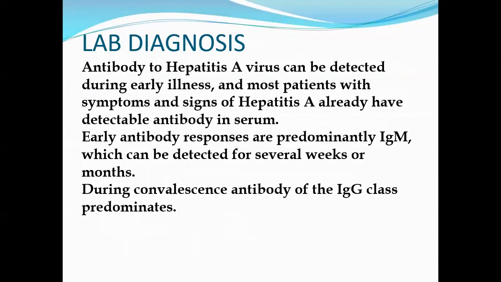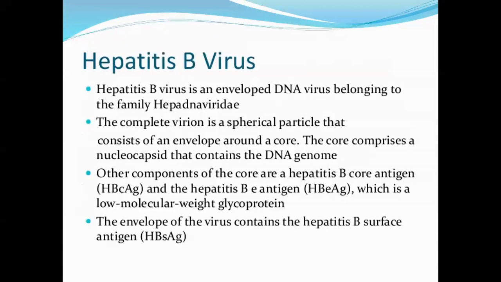What about the lab diagnosis? The antibody to the hepatitis A virus can be detected during early illness, and most patients with symptoms and signs of hepatitis A already have detectable antibody in the serum. Early antibody responses are predominantly immunoglobulin G, which can be detected for several weeks or months during convalescence. Antibody of the immunoglobulin G class predominates.